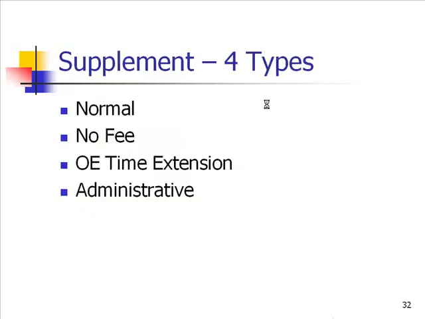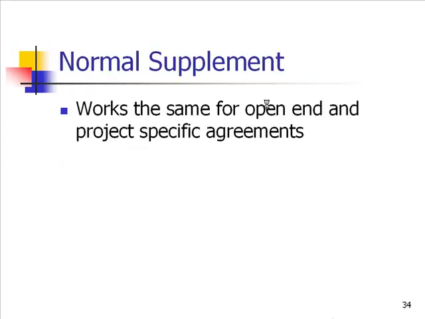Wanted to talk about some of the new supplement types that you'll see in ECMS2. There is a normal supplement type, which is the same as it is today, a no-fee supplement type, an open-end time extension, and an administrative supplement type. I'm going to talk a little bit about those new supplement types. As I mentioned, the normal supplement type is the same as it is today.